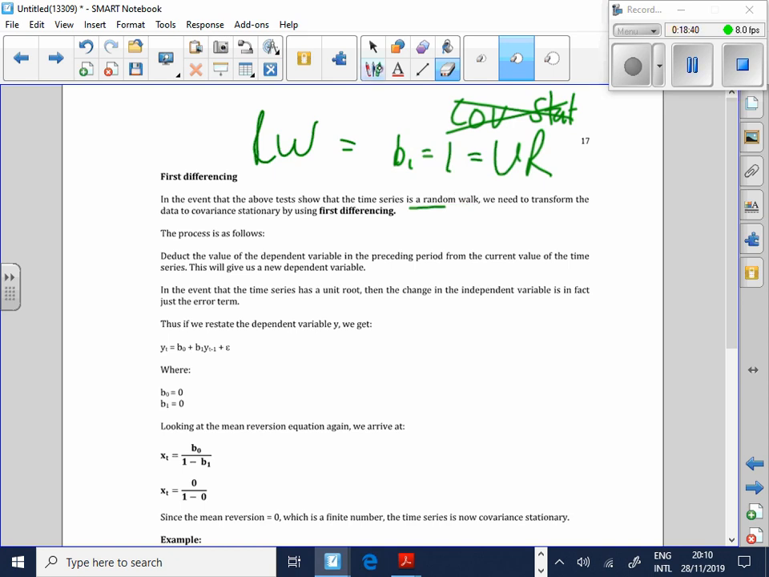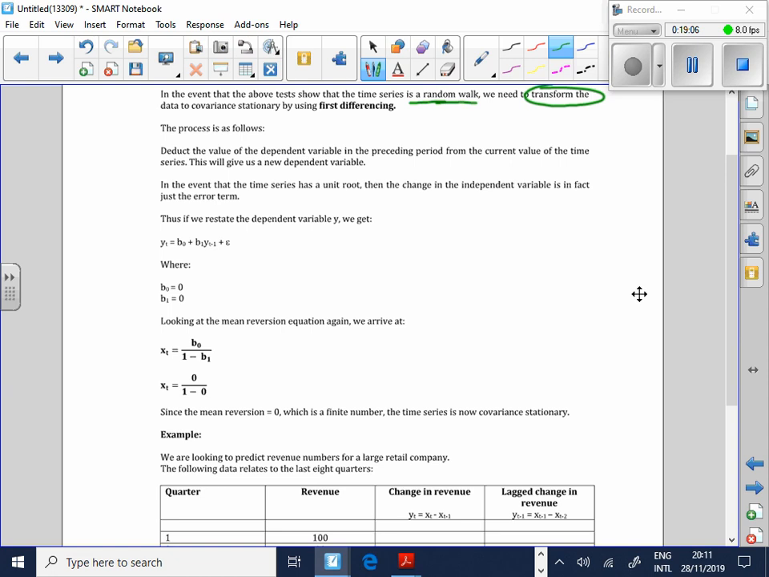Now I can't use my AR models. What I need to do is transform the data to make it what? Covariance stationary. What do I use? A very fancy term called first differencing. I don't want you to spend a lot of time on this. All I want you to know about first differencing, guys, is that it works on a process to transform the data from being not covariance stationary to being covariance stationary.